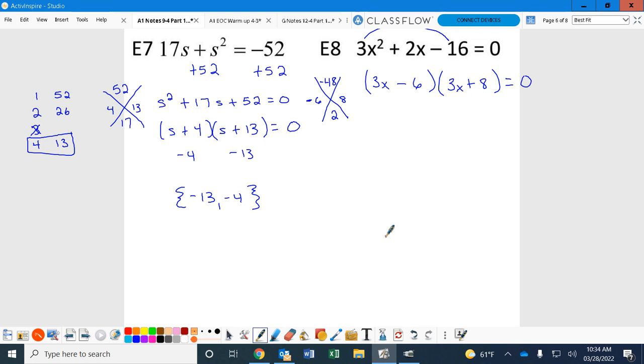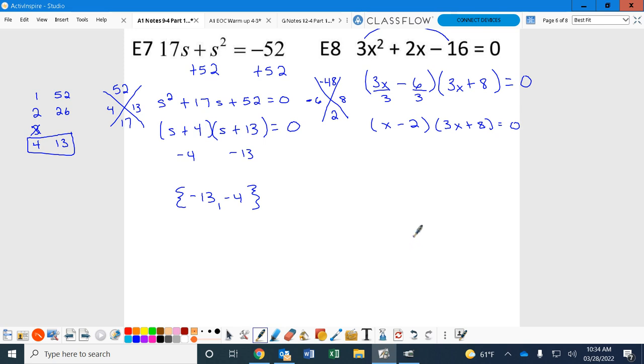Guys, do we have any common factors that we can cancel out? Yes. I can take a 3 out of both of these. If you got a GCF that you can cancel out at this point, you need to do it. It's going to make it x minus 2 and 3x plus 8.